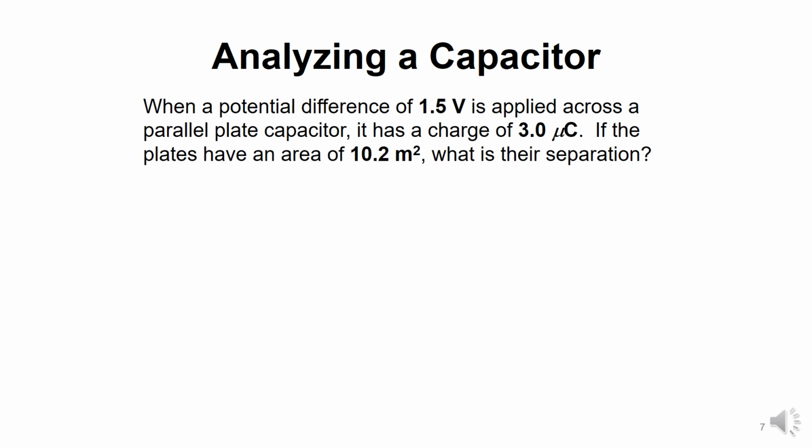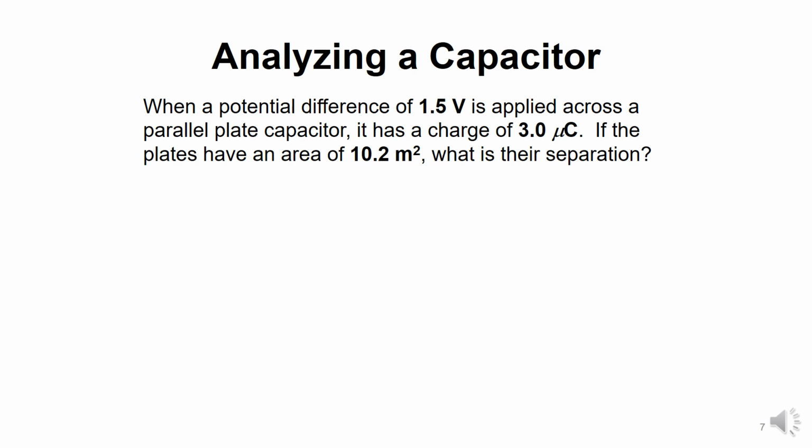Okay, so we'll look at some examples. For now, let's look at the problem on the slide. It says we have a potential difference of 1.5 volts. So for example, we have a battery of 1.5 volts, and we apply it across a parallel plate capacitor. So basically we connect the battery to the opposite plates of a capacitor, and we find that the charge in the capacitor is 3 microcoulombs. So connecting a battery of 1.5 volts creates a charge of 3 microcoulombs inside the capacitor.